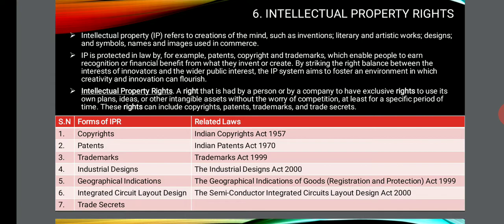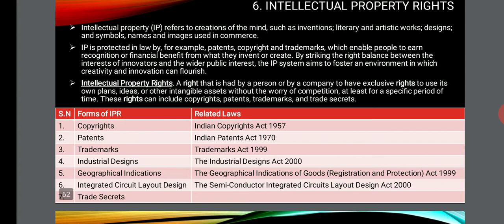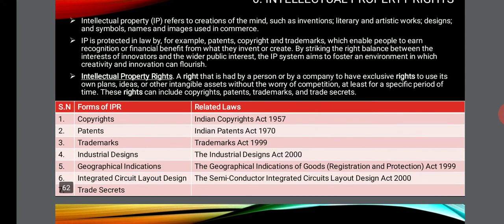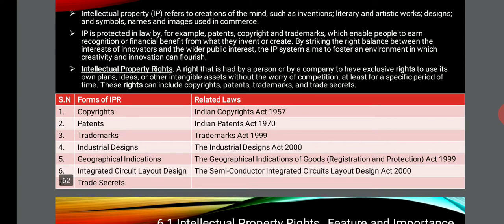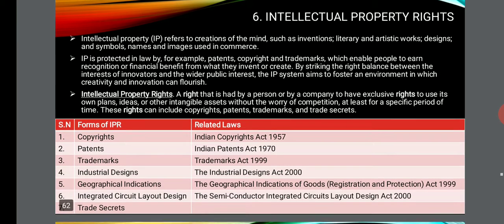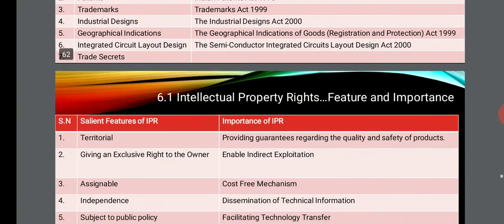And related laws. Copyrights, the Indian Copyright Act 1957. Patents, the Indian Patents Act 1970. Trademarks Act 1999. Industrial Designs, the Industrial Designs Act 2000. Geographical Indications, the Geographical Indications of Goods Registration and Protection Act 1999. Integrated Circuit Layout Design, the Semiconductor Integrated Circuit Layout Design Act 2000. So these are the acts related to IPR. You need to remember the forms of IPR and related laws.